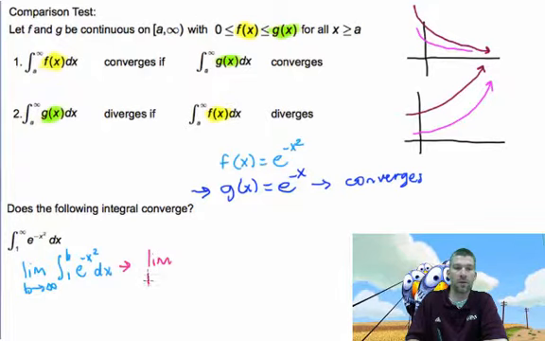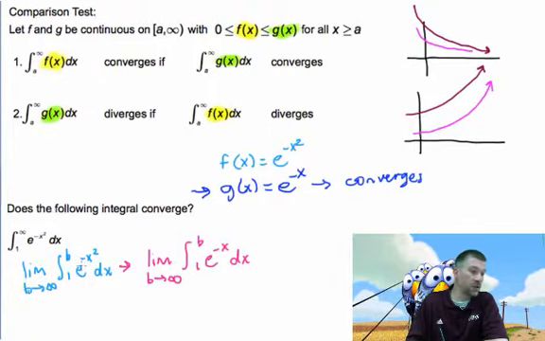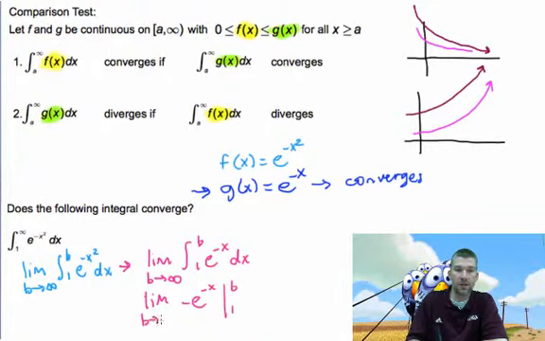We're going to look as b approaches infinity, and we're going to look at the integral from 1 to b, but now we're going to look at e to the negative x dx. And if we can show that this guy converges, then we can say that our blue guy converges as well. So here we go. The limit then, when I integrate this, gets me negative e to the negative x evaluated from 1 to b. And again, that's going to be the limit as b approaches infinity.